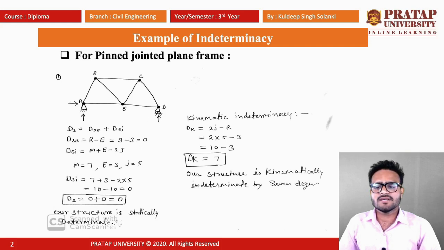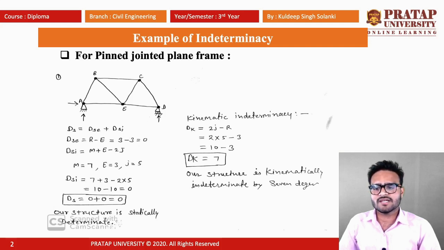E, what is E? E is the equilibrium equation. How many equilibrium equations are available? There are 3: summation of forces in the horizontal direction, summation of forces in the vertical direction, and summation of moments. Then we put the values in DSE and we get 3 minus 3 equals 0. It means our structure is externally determinate.